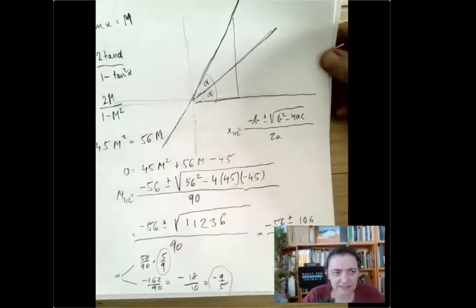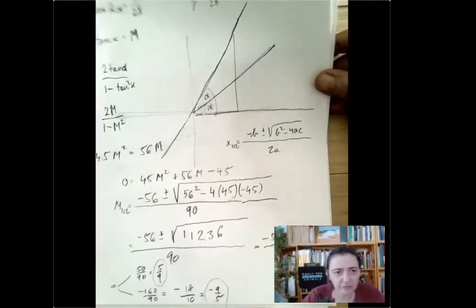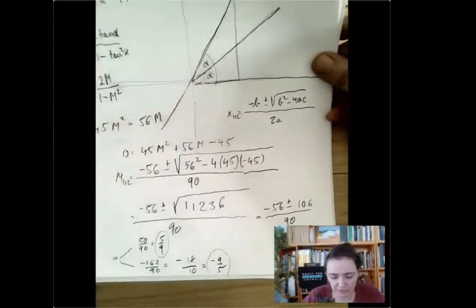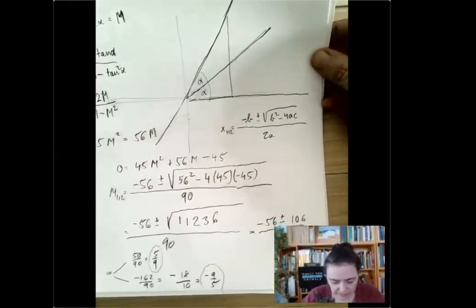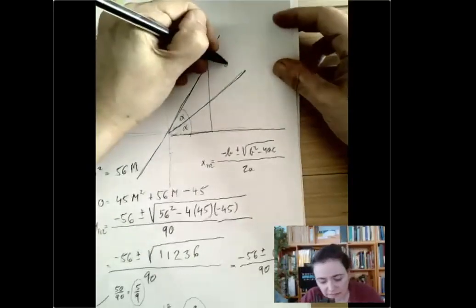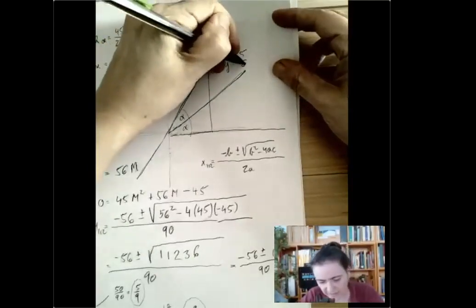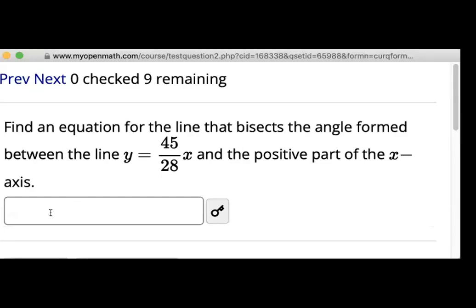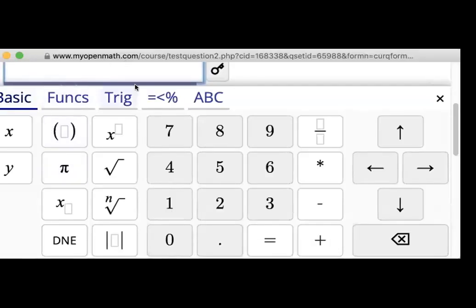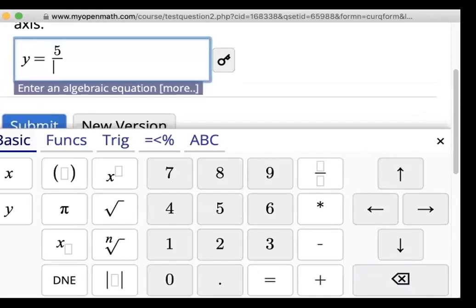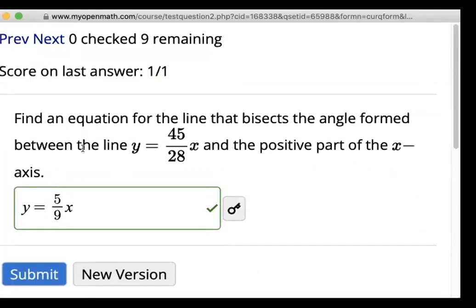Pictures are helpful. In this case, we can say, well, tangent could be anything, but this line has a positive tangent. So negative 9/5 is ruled out. So that means that 5/9 is the slope of this line. And then that's it. Y equals 5/9x is the equation that we were looking for. So we're going to say y equals 5/9x. And we got it right.